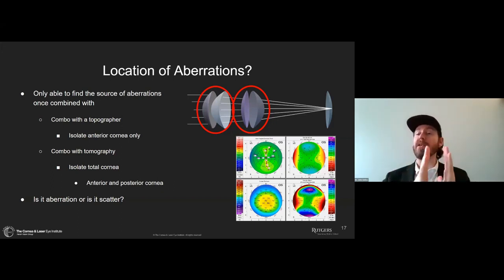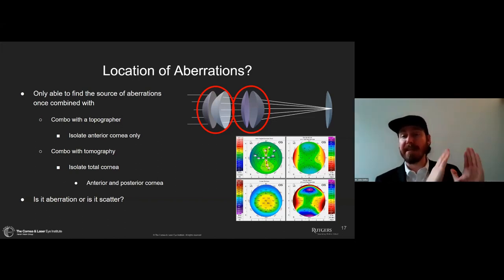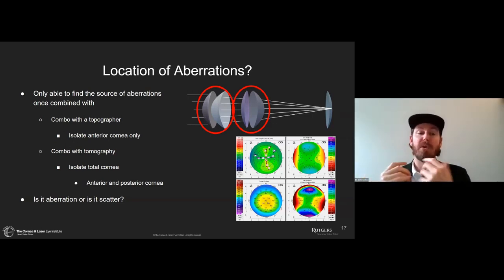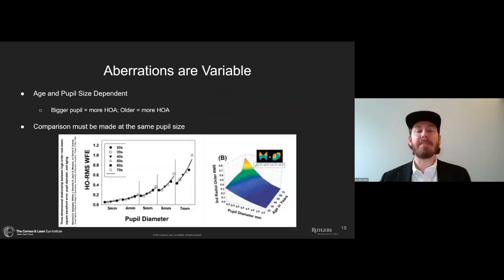Thus, we can calculate the total contribution of aberrations from those two surfaces and say, okay, we can eliminate the cornea as the cause of this and say that it is truly a dysfunctional intraocular structure. So this is how we can differentiate where the aberrations are coming from. Now, that being said, aberrations are variable and they are dependent on pupil size, but also age, right?